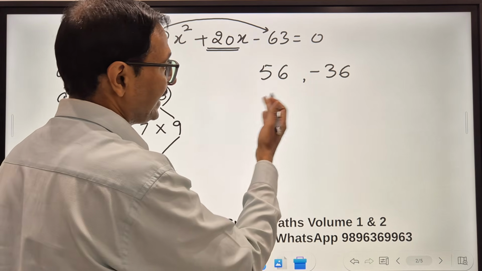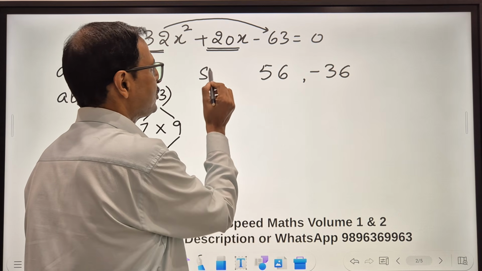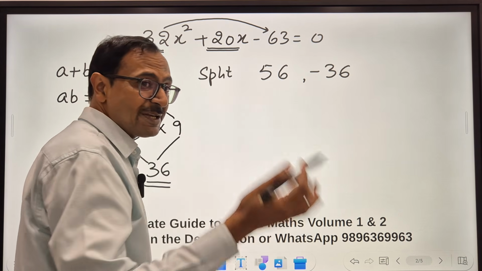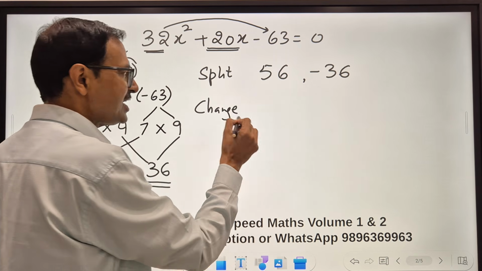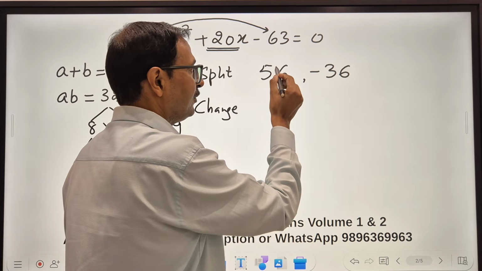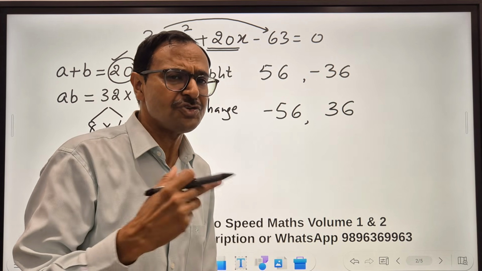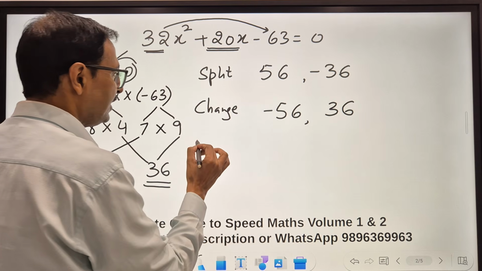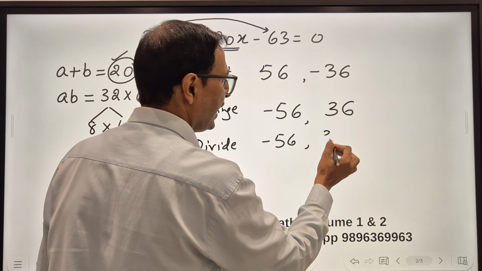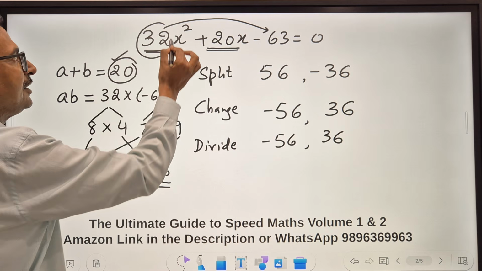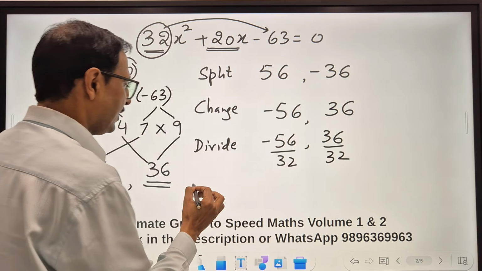Now, what do you do after getting the middle term split factors and putting the correct sign? The next step, so this step was split, okay? I told you the best way of splitting the middle term. The next step rather is change. Change means change the sign. 56 becomes minus 56 and minus 36 becomes plus 36. That's change. And SCD, D for divide. Now divide what? Divide these numbers by the coefficient of x square, which is 32 here. So just divide this by 32, this by 32, and then reduce.